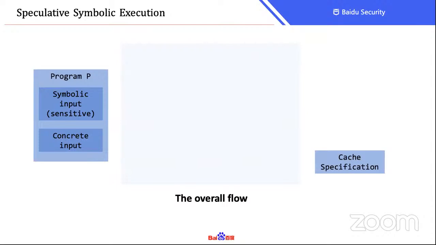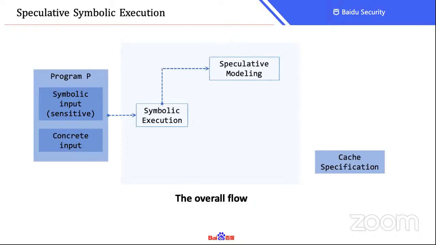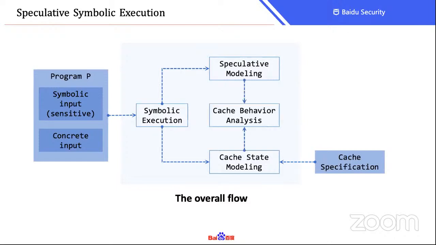Specifically, given a program, our method uses symbolic execution to systematically explore paths. With the speculative modeling, we generate a new symbolic state to represent speculation. At memory operations, we use cache state modeling to model cache hit situations by SMT constraints. And for each memory visit, we use the cache behavior analysis to search for sensitive input.